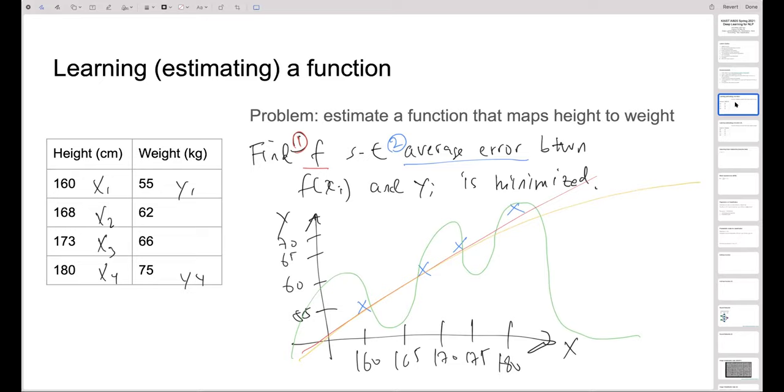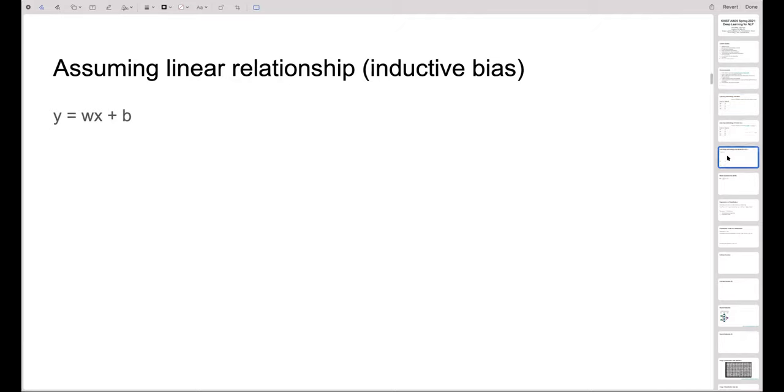So let's go to that slide. We have some inductive bias that X and Y will have a probably linear relationship, which means we can assume that Y will be a function of X in a linear format, wX plus b. Here, everything is scalar, so it's a very simple function, but also quite powerful.